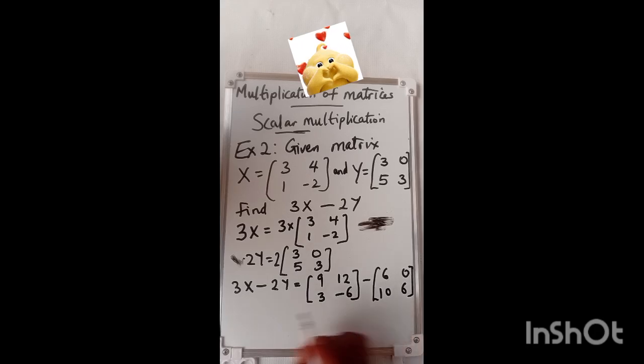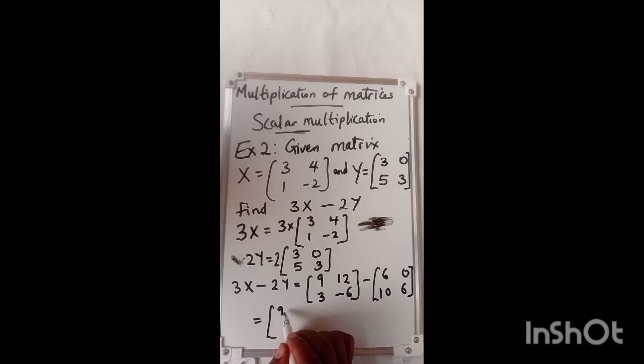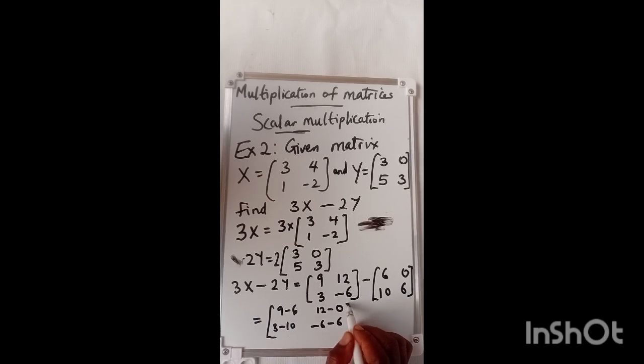Let's find the difference element by element. Our new matrix becomes 9 minus 6, 12 minus 0, 3 minus 10, minus 6 minus 6, which becomes 9 minus 6 is 3, 12 minus 0, 12, 3 minus 10, minus 7, minus 6 minus 6. Here we are not multiplying. This gives us minus 12. This is our new matrix.